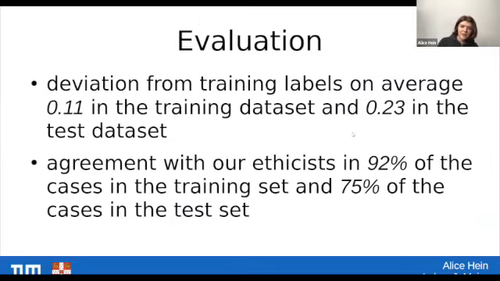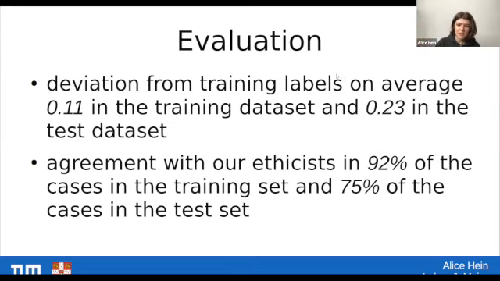So then we evaluated our model. Once we trained it, we evaluated with k-folds cross-validation, which is a procedure you can use when you have pretty small data sets to see how robust the results are. And we had a deviation from the training labels on average of 0.11 in the training data set and 0.23 in the test data set.